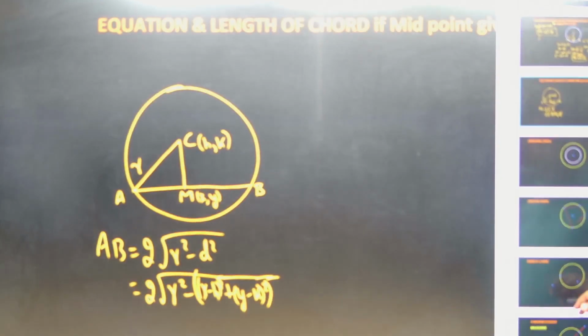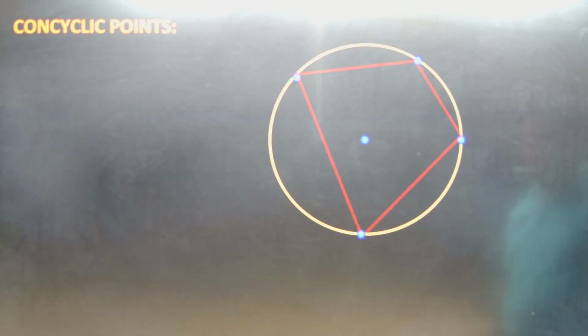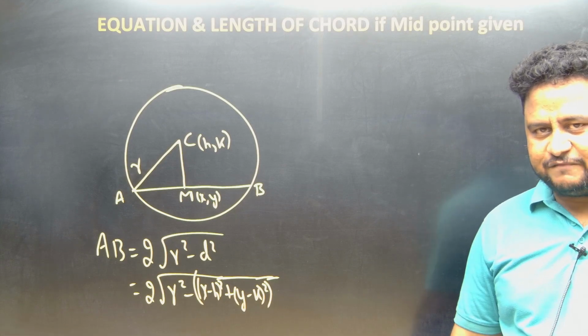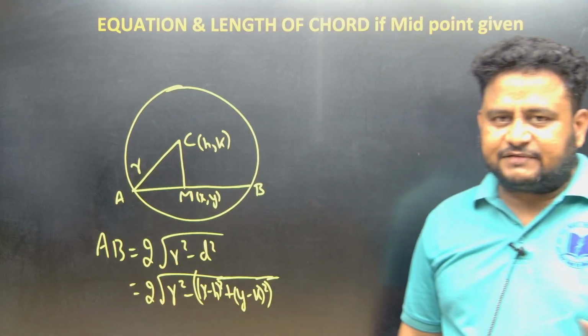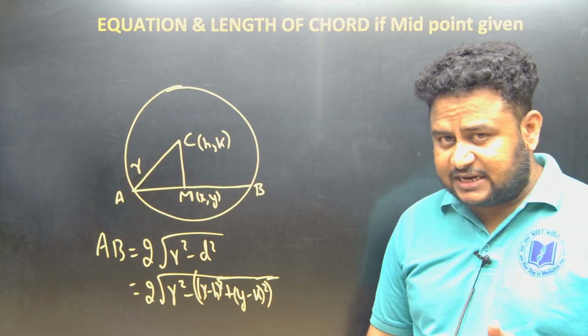Now the next concept that we are having is concentric circles, concentric points and power of a point. But before going to that, let us summarize what all we studied in today's session. First we understood the definition of the circle, that is the locus of a point from a fixed point. The fixed point is called the center, and the equidistant distance is called the radius.